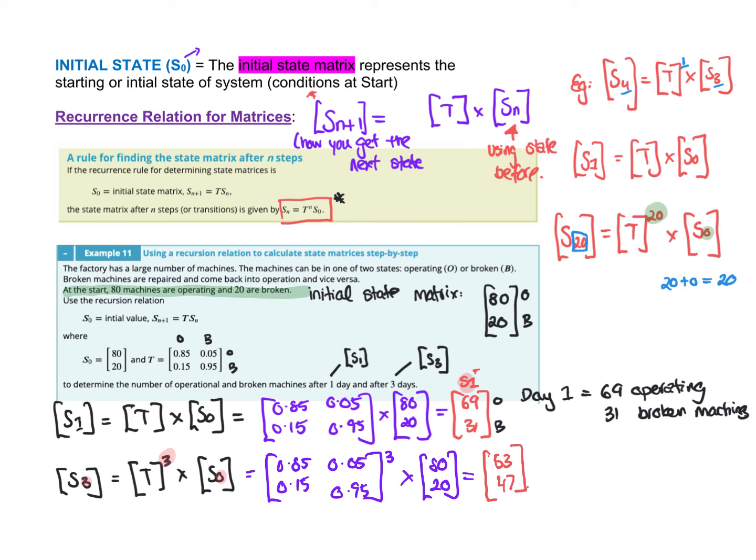What we want to make sure is we're not losing any machines. In total, we had 100 machines, so these numbers should add up to 100. So be careful with your rounding, and make sure that they're still on 100, which it is. So on day 3, we can say that there were 53 operating machines and there were 47 broken machines.